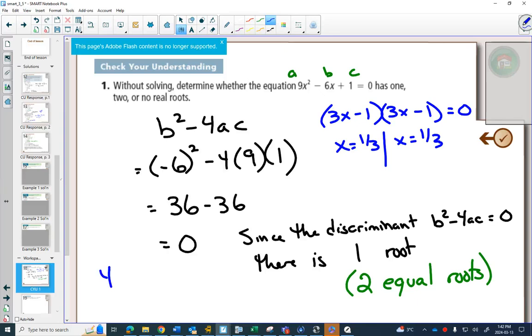Okay, so try 4, 5, circle these ones, 7, and 12.